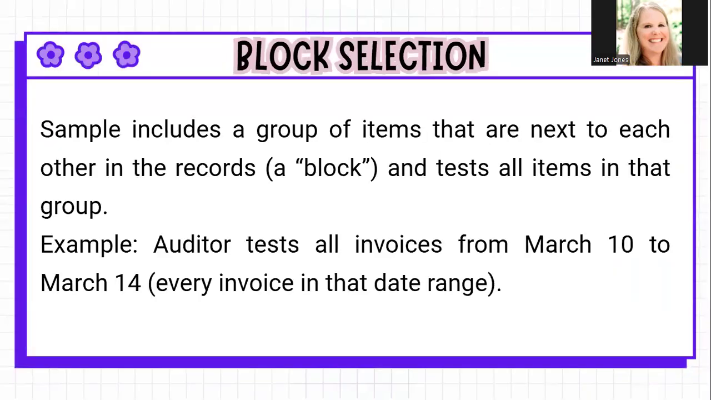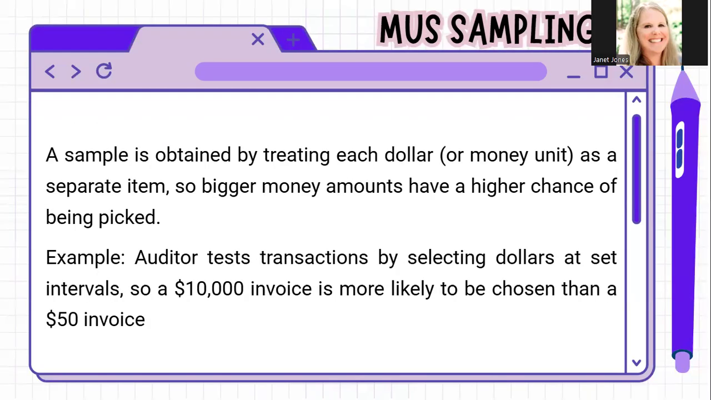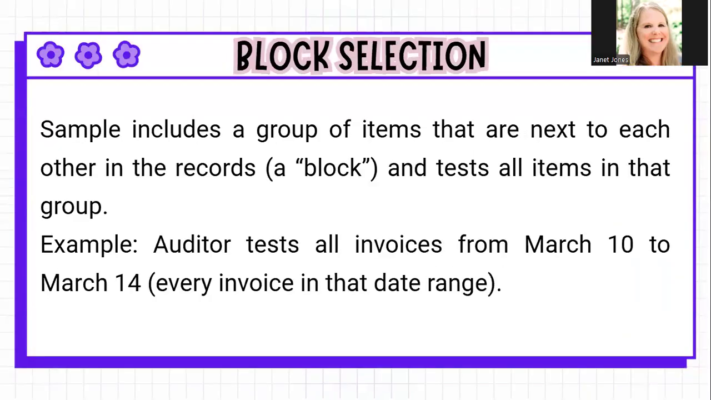Block selection, you'll notice this one is a little different. It doesn't have the folders. So this is my non-statistical method. So block selection and the next one are going to be my non-statistical methods that are not able to control for sampling risk. So in block selection, we choose things that are close to one another, or in a block. So for example, the auditor could choose items from March 10th to March 14th. And we're going to look at those because they're all going to be listed or invoiced or on the register all at the same time. So it'll be easy. We just can choose those items because they're close to one another.